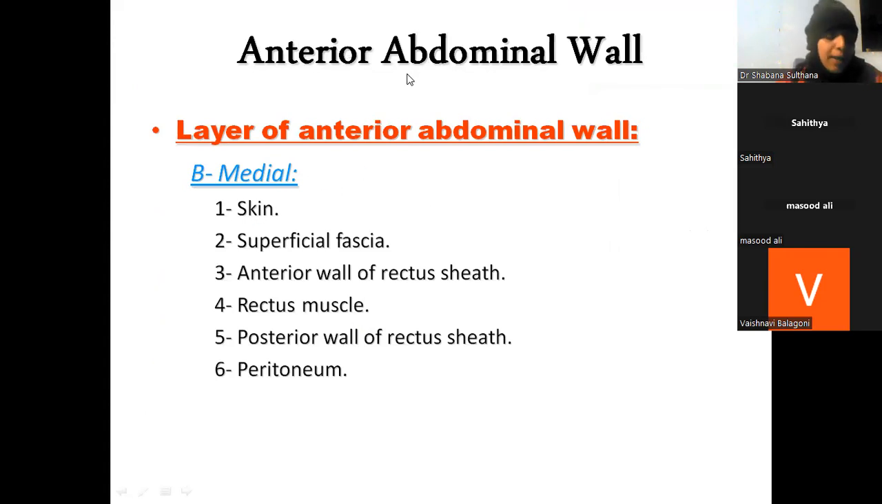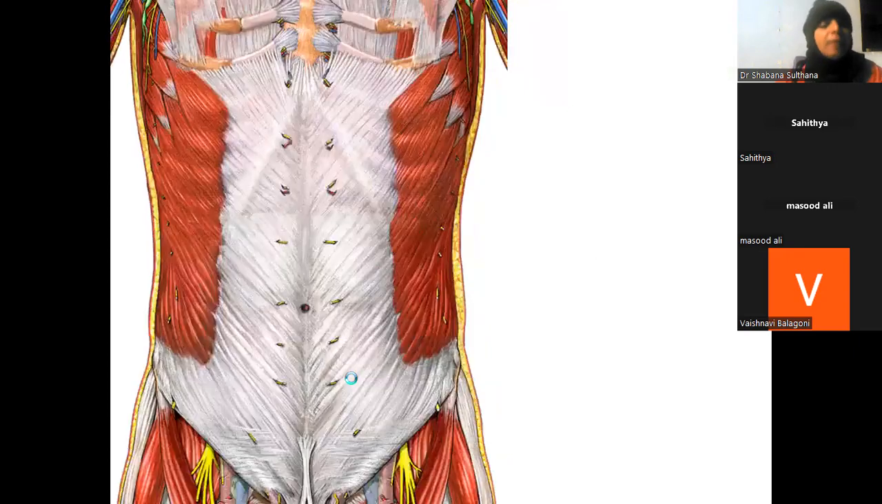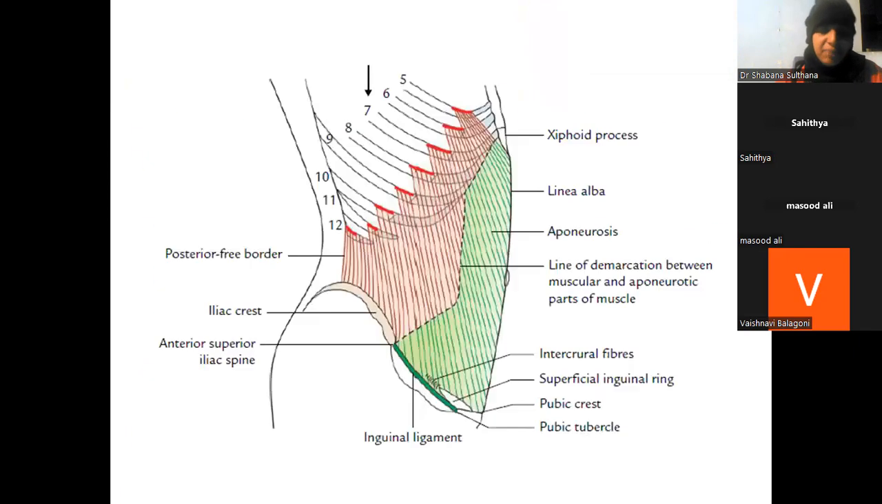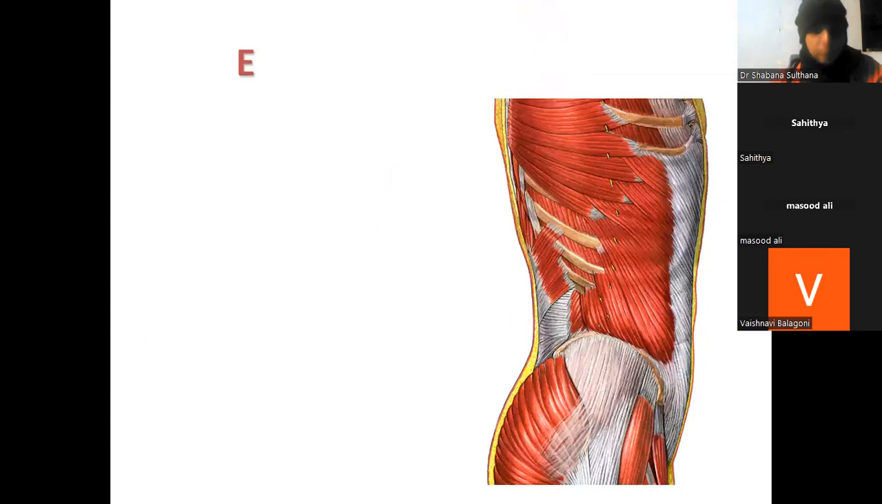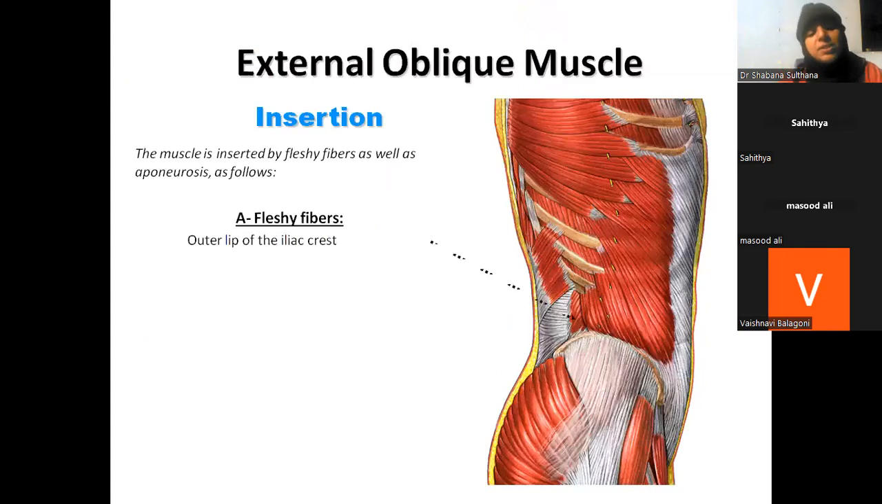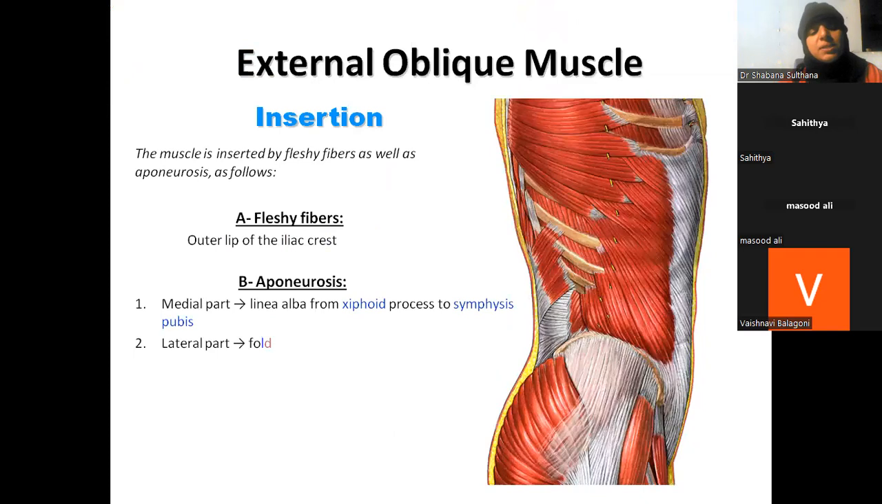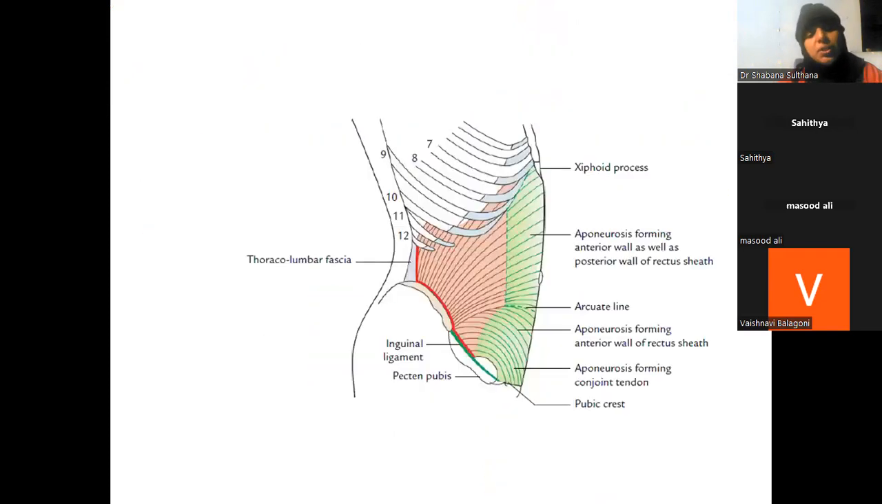When it is asked in viva or at the table or in the class, what are the layers of the anterior abdominal wall, you should be able to say skin, superficial fascia, below which you have the aponeurosis of various muscles forming the anterior wall of rectus sheath, rectus muscle, posterior wall of rectus sheath, and peritoneum. Masood has tried very well, I appreciate. We have studied the origin, insertion, nerve supply, and action of all these muscles yesterday. Now let us move to rectus sheath.